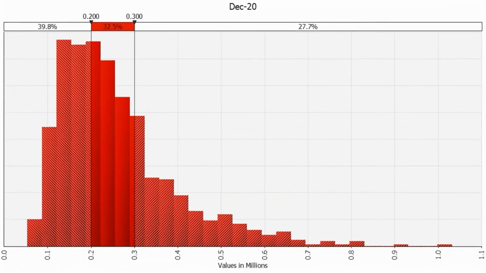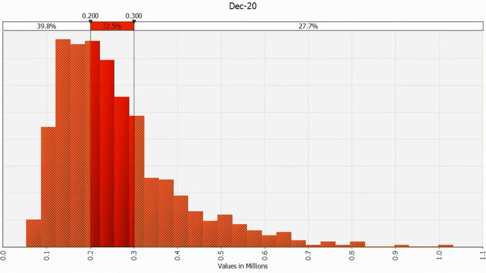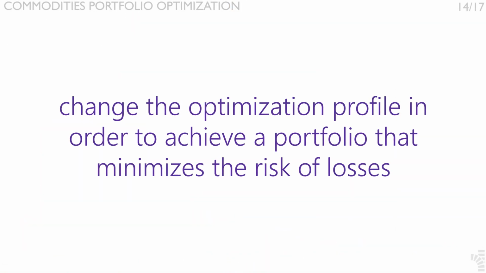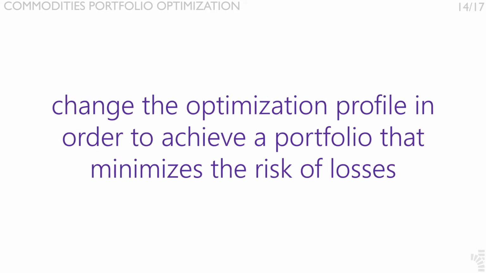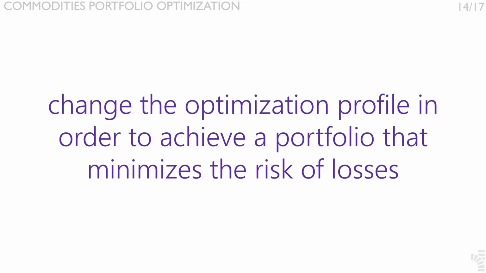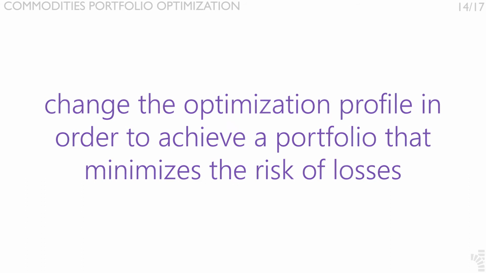Building alternative optimal portfolios. We have seen that the mean maximizing optimized portfolio may yield rather long tails, in other words, a rather risky portfolio. We could try to change the optimization profile in order to achieve a portfolio that minimizes the risk of losses, in other words, by minimizing the value at risk of the forecast portfolio.